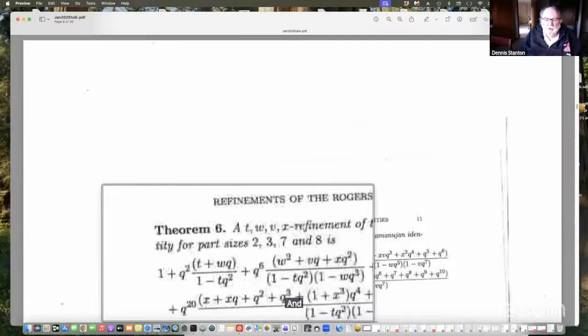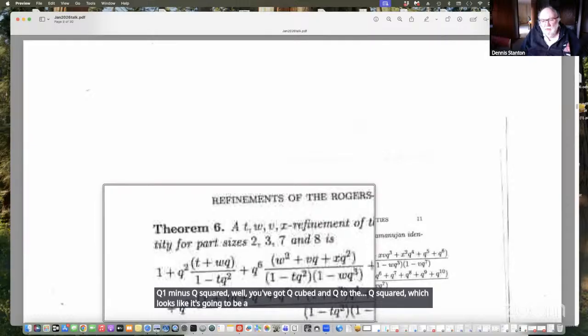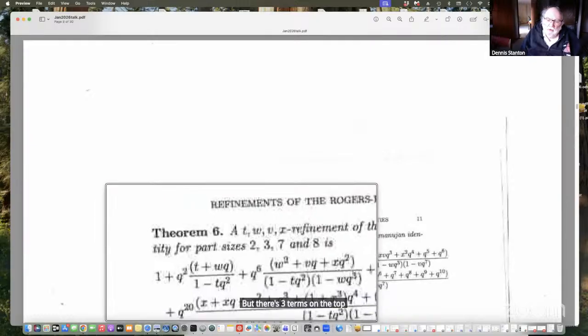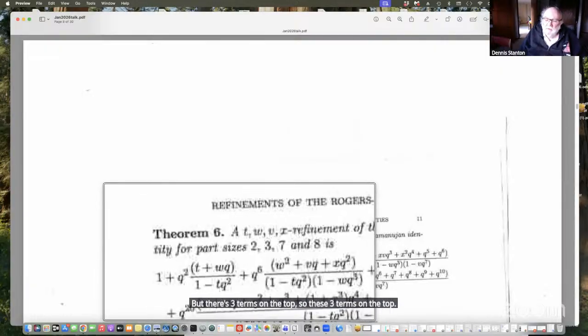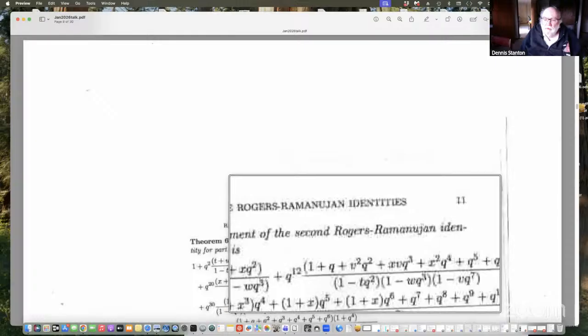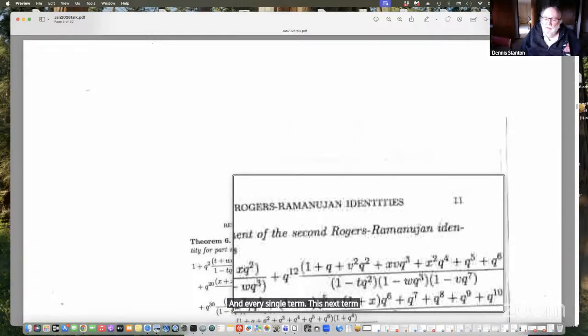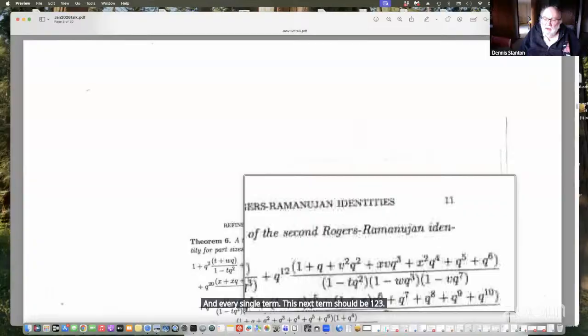And the next term, which should be q to the 6th over (1 minus q)(1 minus q squared), well, you've got q cubed and q squared, which looks like it's going to be a 3 and a 2, but there's 3 terms on the top. So these 3 terms on the top combine with the second factor to be like 1 over 1 minus q. And this next term should be 1, 2, 3. Well, instead I have 7 terms over 2, 3, 7. So it's like a 1, 2, 3. All the terms are positive.